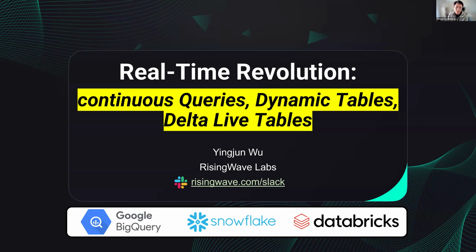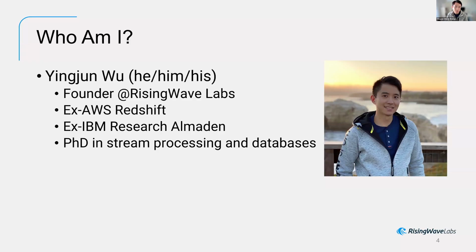So today we talk about continuous queries, dynamic tables, and Delta Live Tables. If you're not familiar with these three items, these are all stream processing technologies, all products proposed by Google BigQuery, Snowflake, and Databricks. There are definitely similarities, but there are also lots of differences, and we'll cover that in this talk. I'm Yingjun Wu, founder of RisingWave Labs.